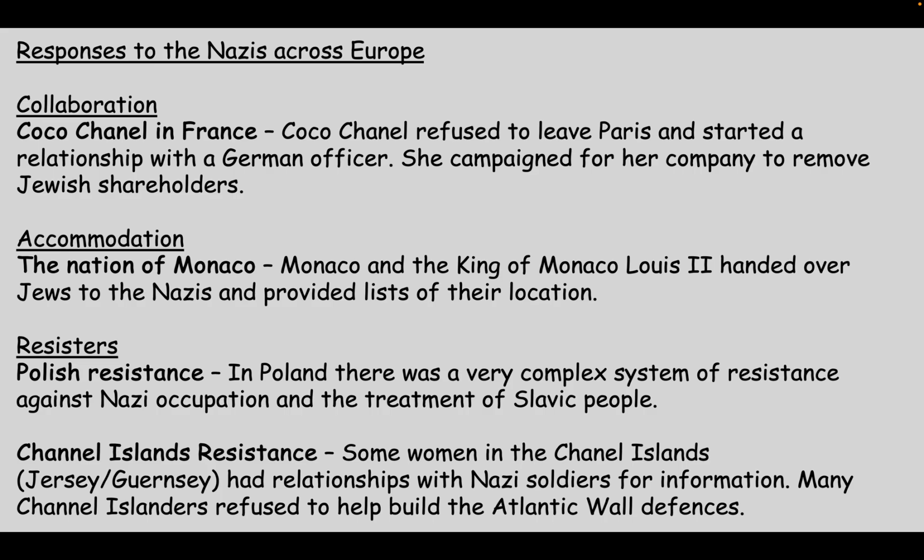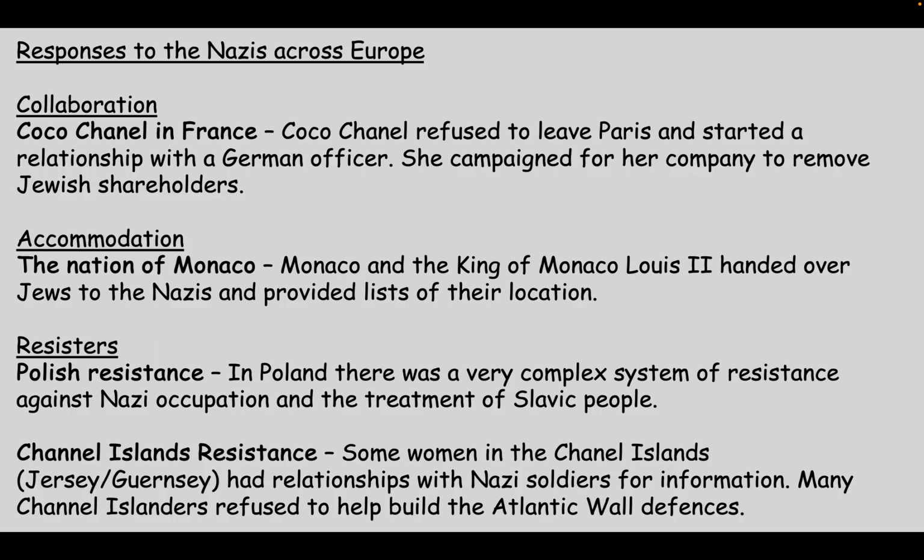Then we have the resistors. Now, we've talked already about the Polish resistance being very, very complex. And the Poles resist the Nazis, having a very complex resistance system. And they fiercely fight the Nazis in order to resist their occupation of Poland.